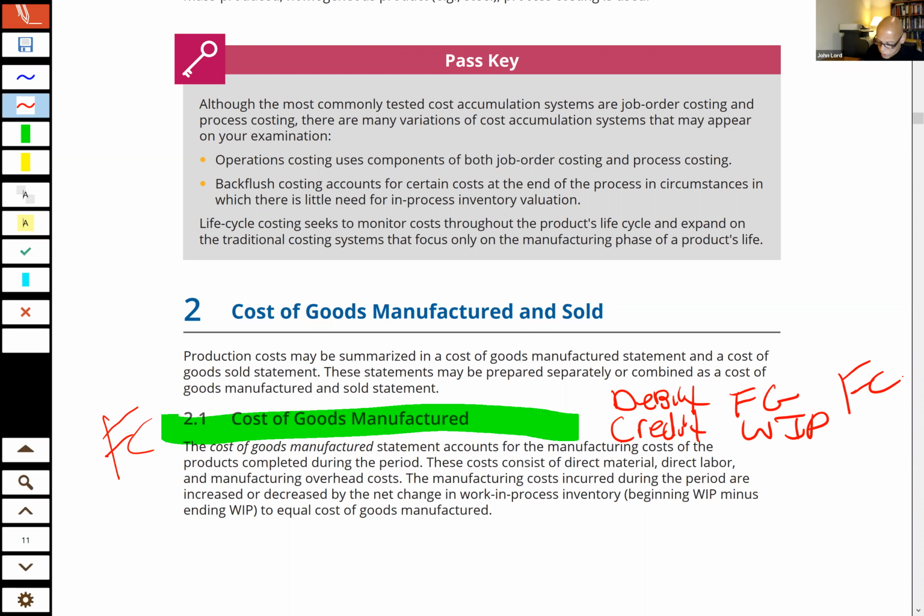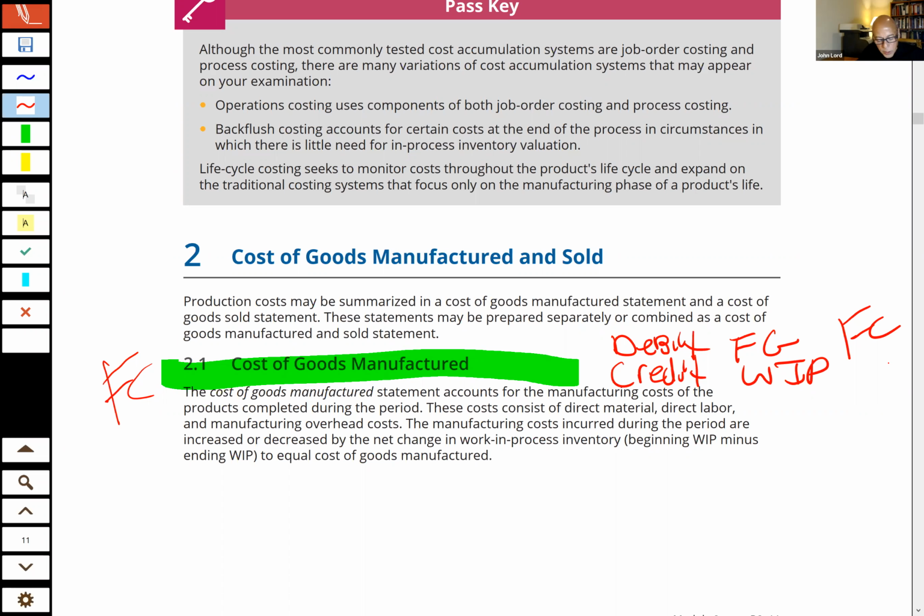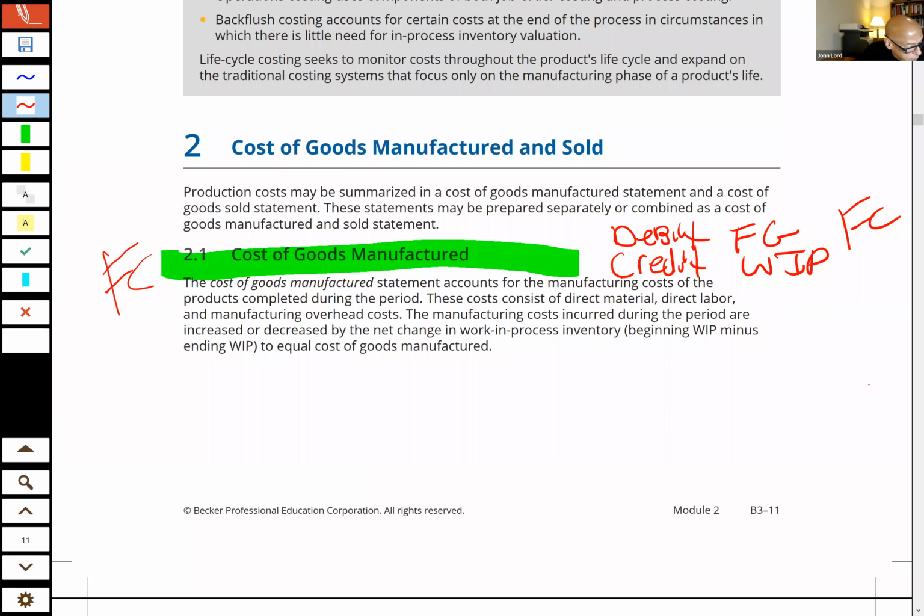By definition, it is what we have taken out of work in process and put into finished goods. You've got to know that definition cold, because they'll give you some numbers and they'll say, what is the cost of goods manufactured? And right in front of you, they're showing you the amount that they took out of work in process and put in finished goods, and they give you all this other stuff. And you're going to sit there scrambling around trying to figure out what is the cost of goods manufactured? They're showing you the debit to finished goods and the credit to work in process. Okay, good.